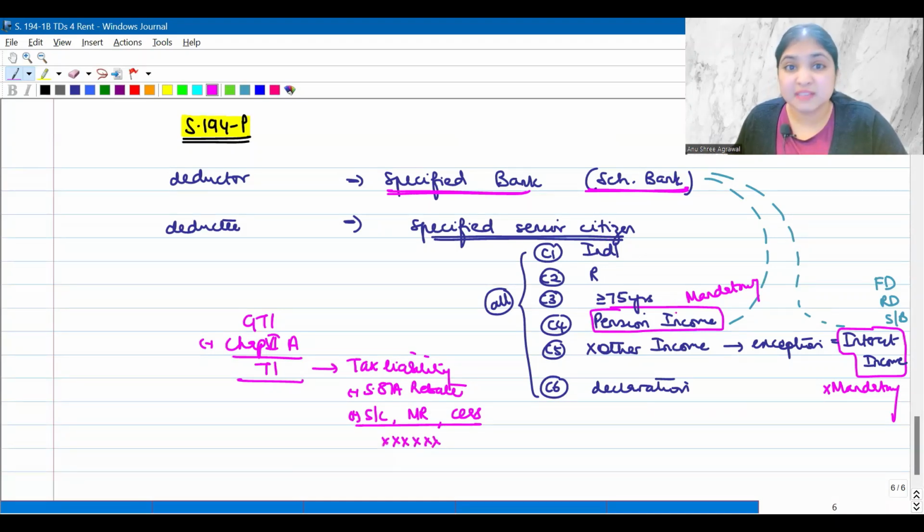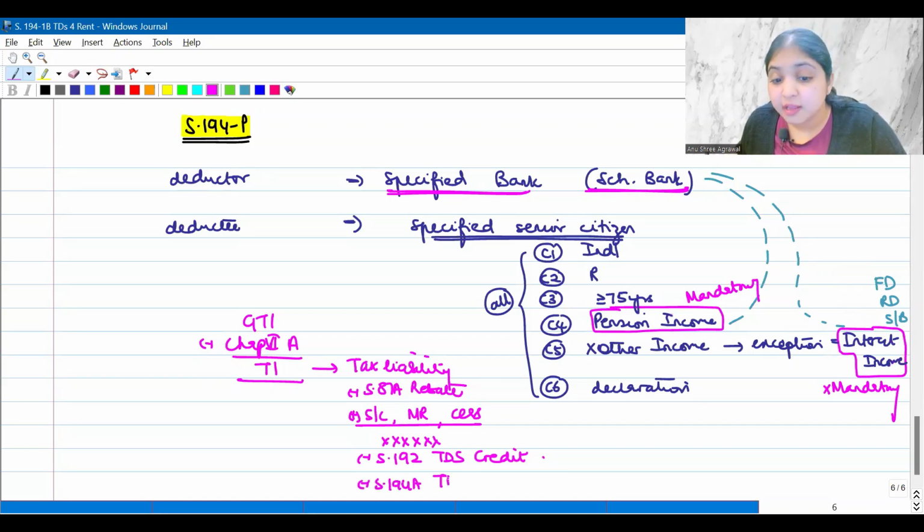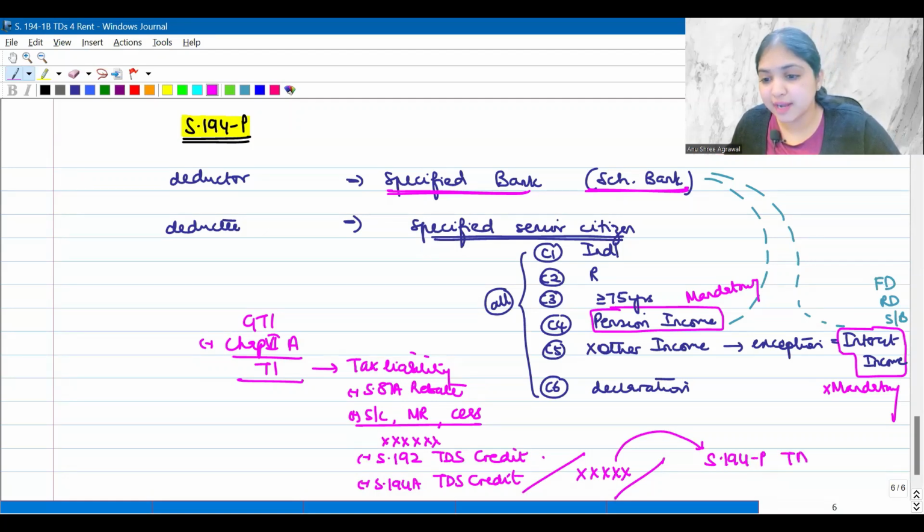Now, the specified senior citizen is having only 2 incomes, pension income and interest income. Pension income will come under the salaries head, guys. So, against pension income, section 192 TDS might have been deducted. So, 192 TDS credit will be availed. Similarly, against this interest income, this is interest from FD, RD and all, section 194A TDS might have been deducted. So if any 194A TDS has been deducted, even that credit will be availed. Whatever is our net number, this is the amount that will be deducted as section 194P TDS. This will be section 194P TDS.